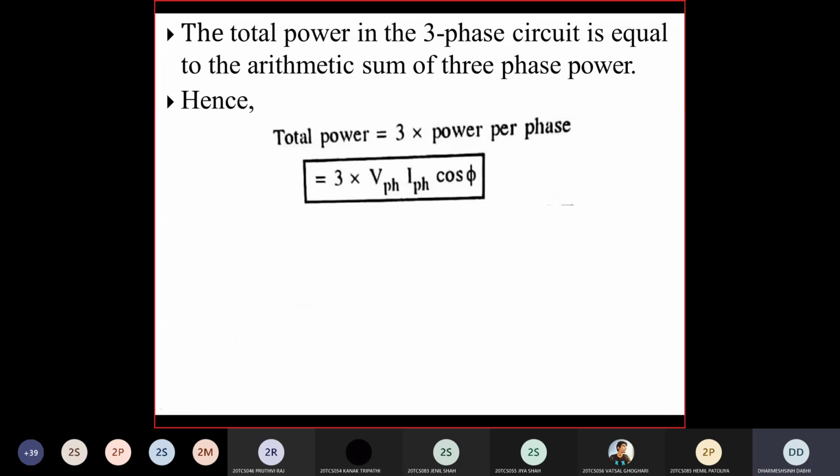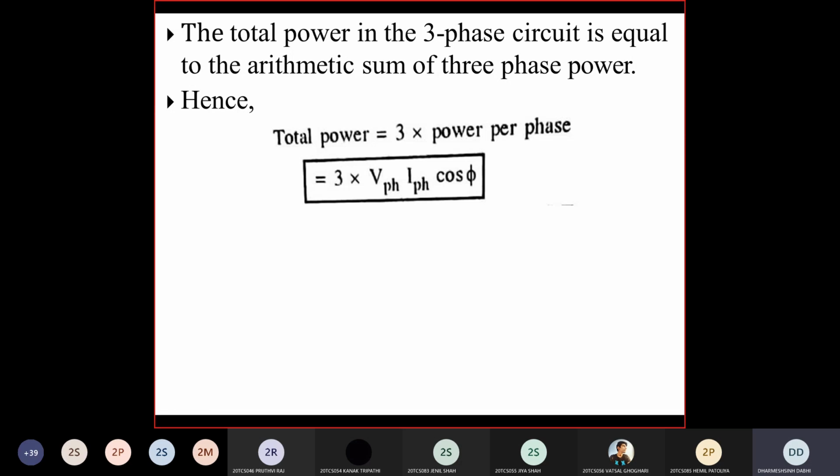Clear? Again, in the same way, the total power in the 3-phase circuit is the arithmetic sum of the power in each phase. So it is 3 times the power in each phase, which is 3 VPH IPH cos phi. Or, if you find the power in terms of line voltage and current, it is root 3 VL IL cos phi, same as we derived in the star connected system. Clear, all of you? Star connected system and delta connected system, and the relation of phase voltage and line voltage, and the relation of phase current and line current. All of you clear on this? Is there any doubt? Yes or no?